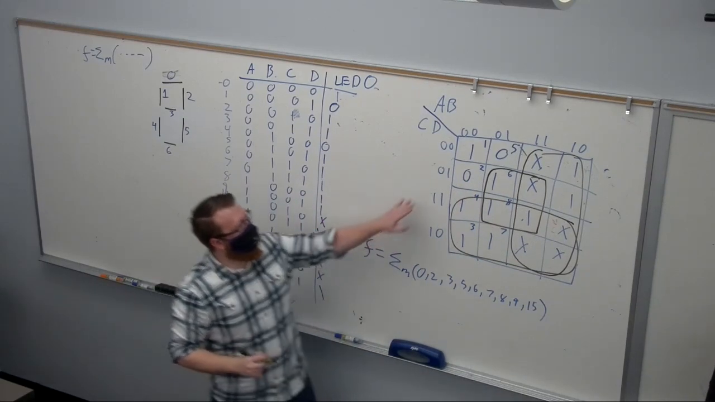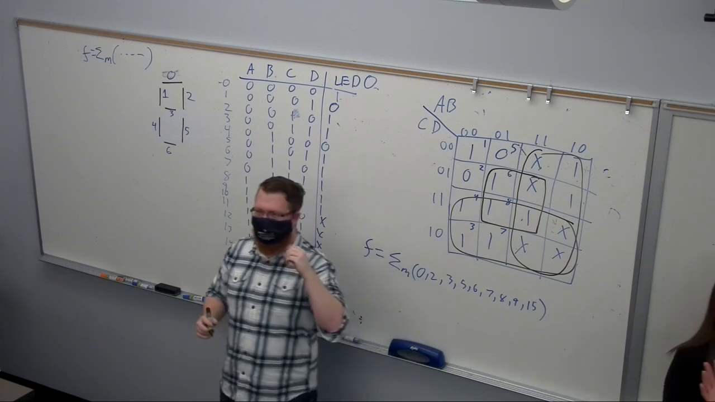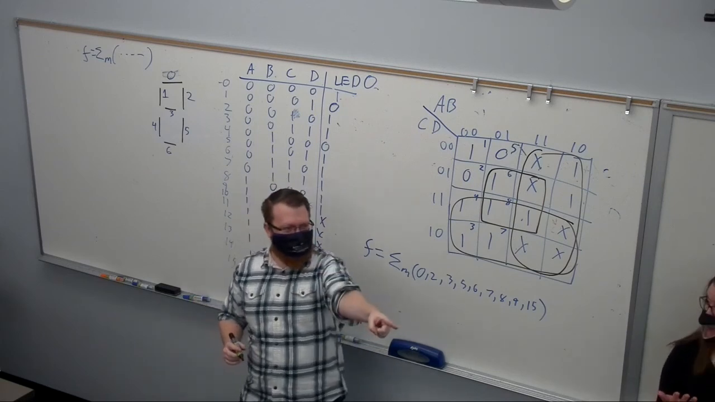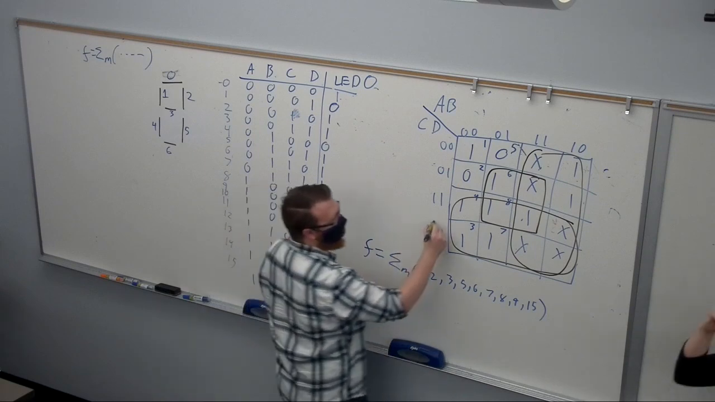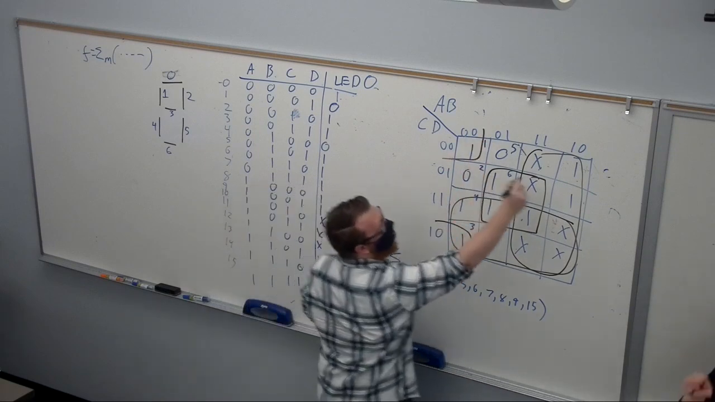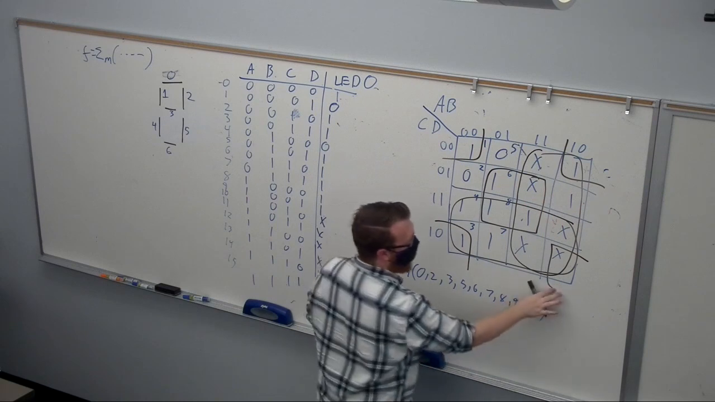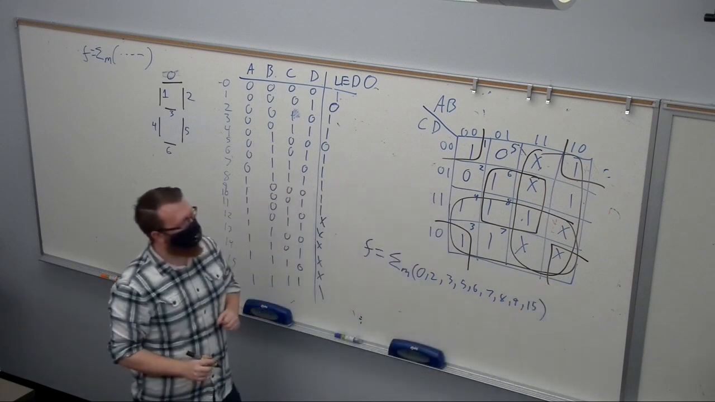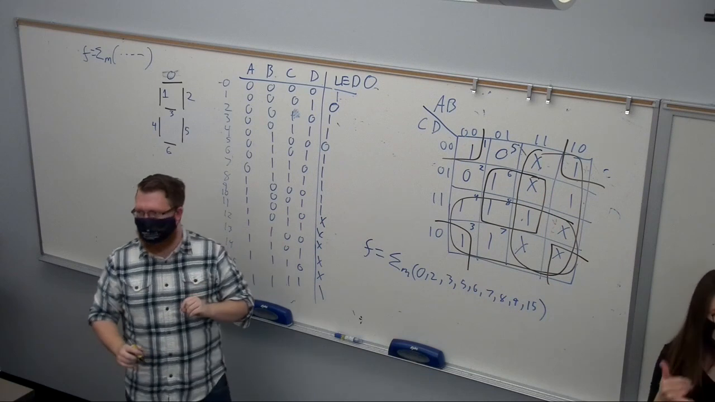And then this one, I don't see any, what do you see? How do I group this one well? The corners. The corners. Okay, that's your K-map. Go ahead and turn that into an equation for me.